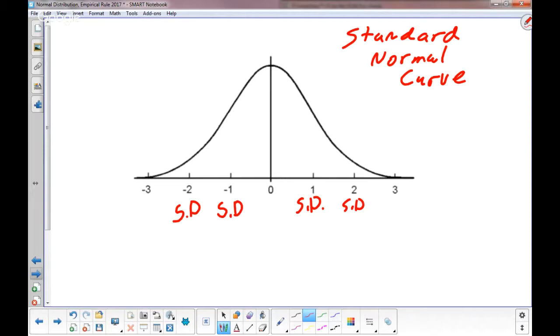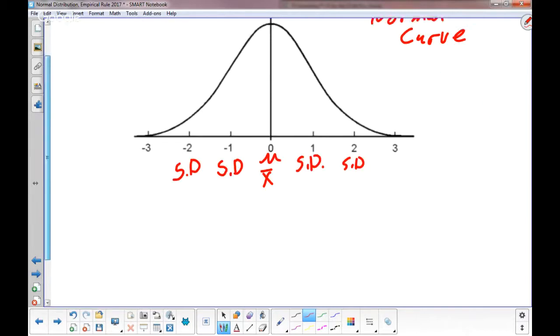And so every time we set up a normal curve, guys, your middle number is your mean. So here is my mu, or my x bar, however we want to represent it. And to the left, we'll usually do 3 standard deviations. To the right, we'll do 3 as well. So this is our standard normal. Get used to seeing this. We're going to deal with this a lot.